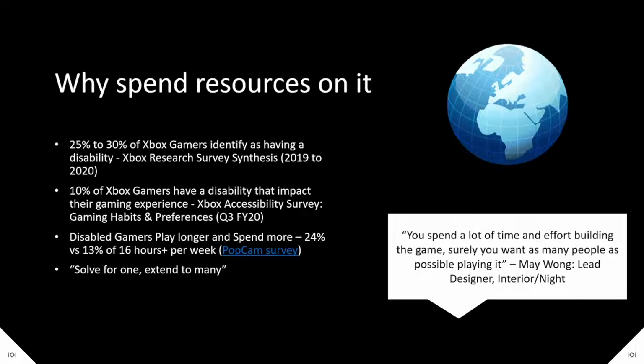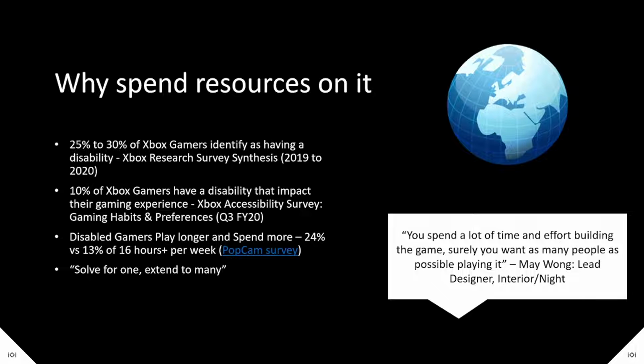As the lead designer at Interior Night puts it well, we spend so much time and effort building a game, so surely we want as many people as possible to play it and enjoy it. That's really why we should be spending time on accessibility. Games aren't easy to make; they're not quick to make. A lot of time, effort, blood, and tears goes into these, and so by making the games more accessible, rather than only being, let's say, 80 to 90% of Xbox gamers able to play a game, it's 100% of Xbox gamers who would be able to play the game if the time is spent on these accessibility options.